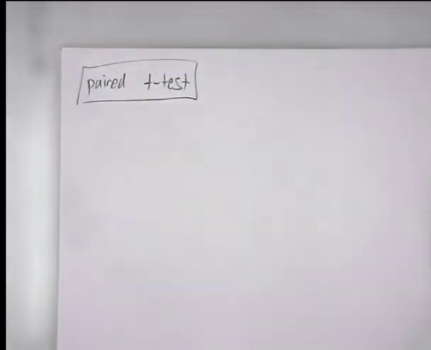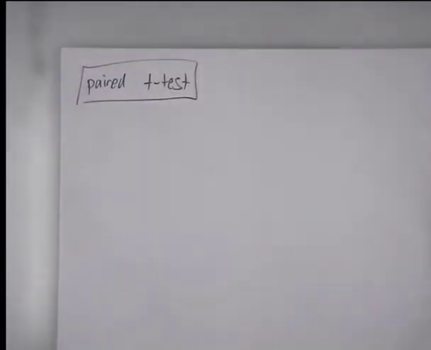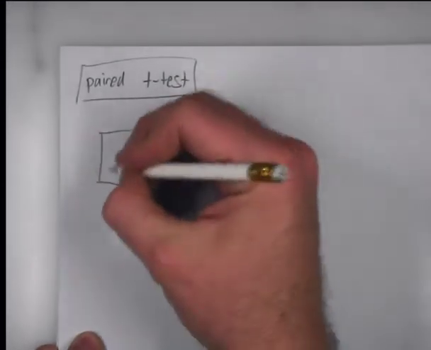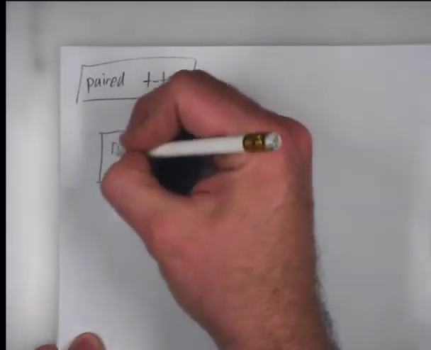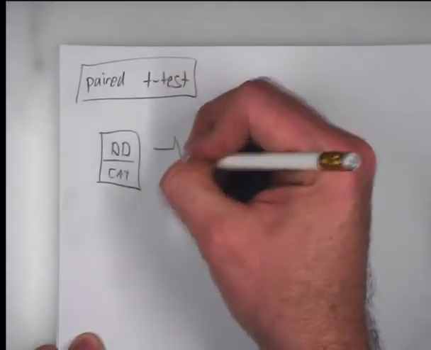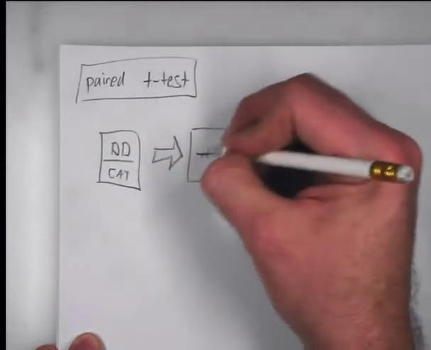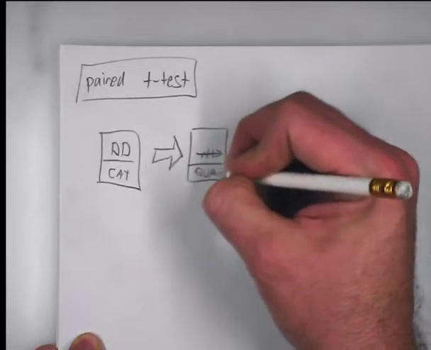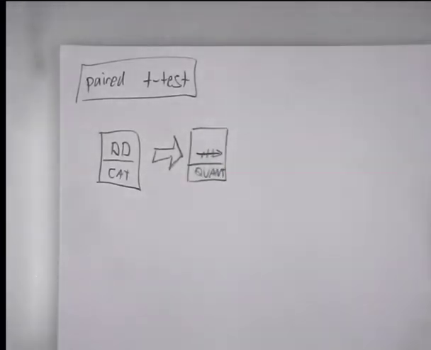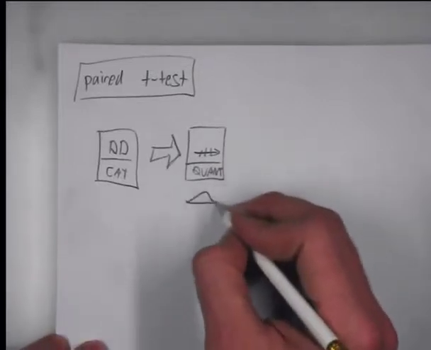And in the paired t-test, you're in the situation where you have a categorical variable, and you want to know whether it makes a difference to some quantitative variable. Okay, so the paired t-test is designed for the situation where that quantitative variable has a normal distribution. That's one of the assumptions.